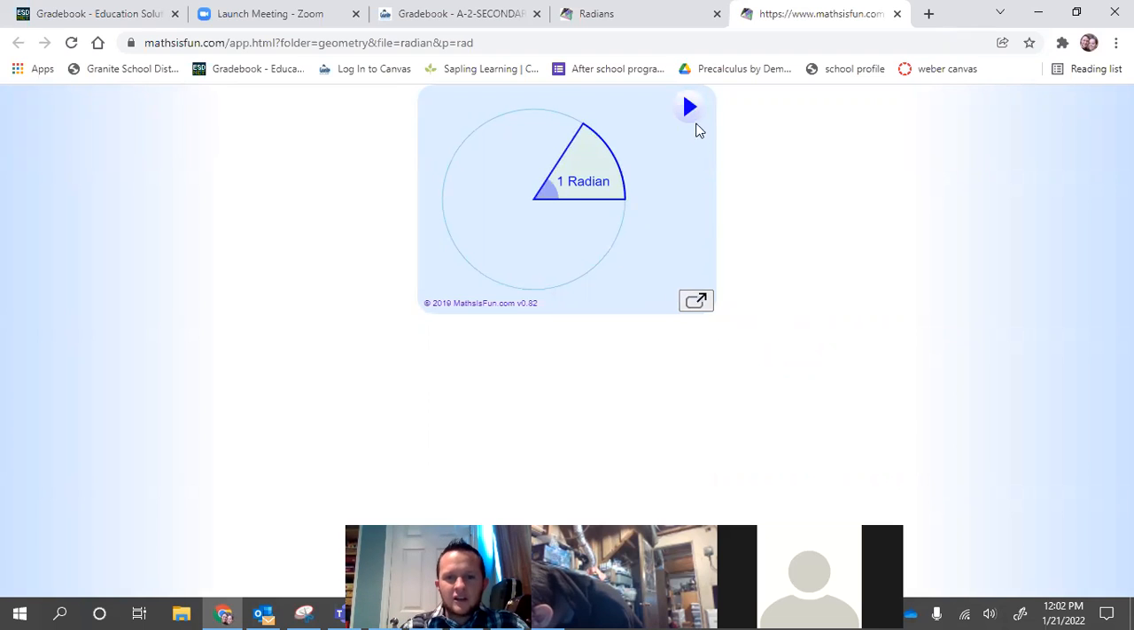Again, let's watch that again. So we're going to take our radius, we're going to copy it onto the circle, and that angle right there is called a radian. Okay? Does it start as a radius? Yeah, it starts as the radius, and then we're going to copy it onto the circle, and that angle to connect it back to the center, that central angle there is called a radian.